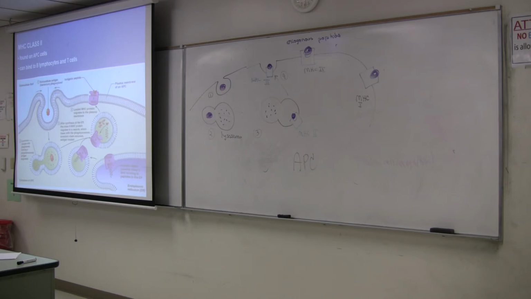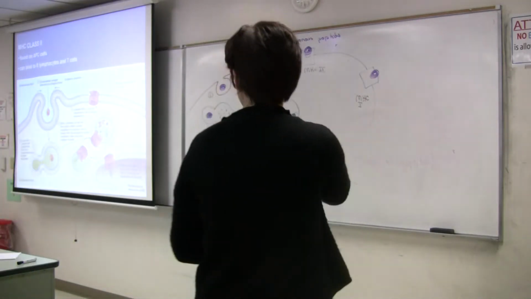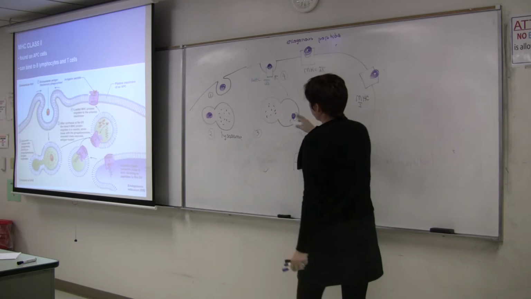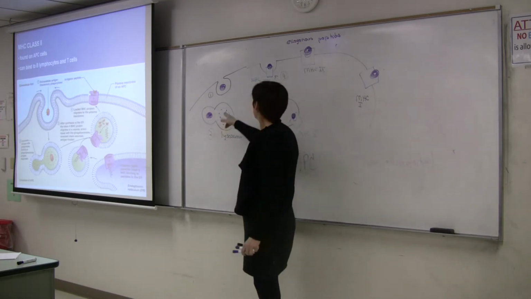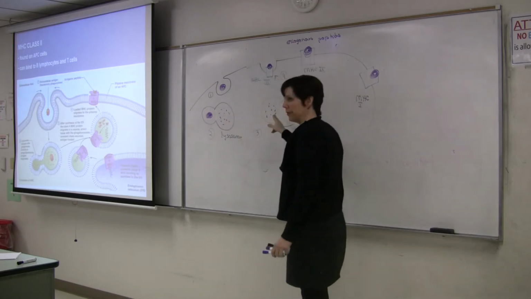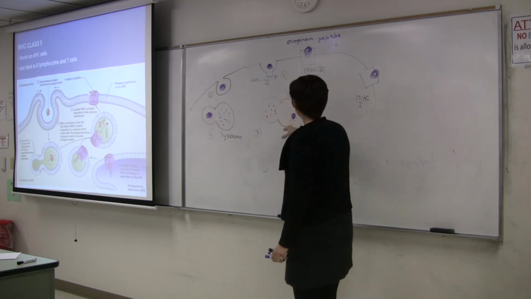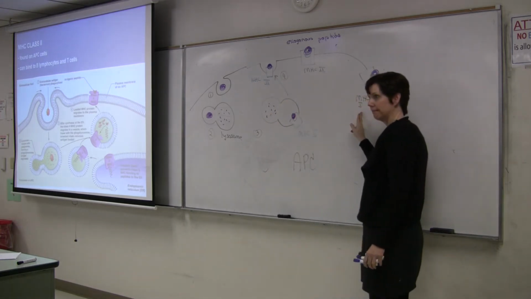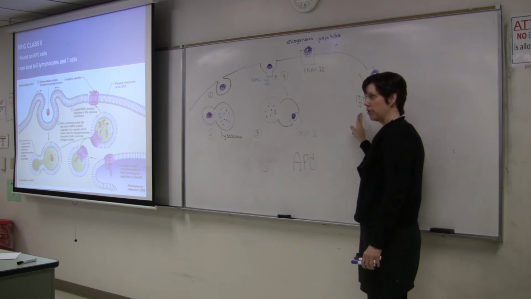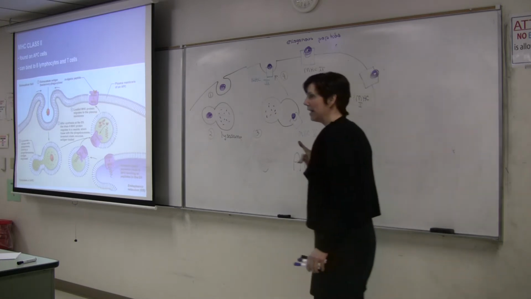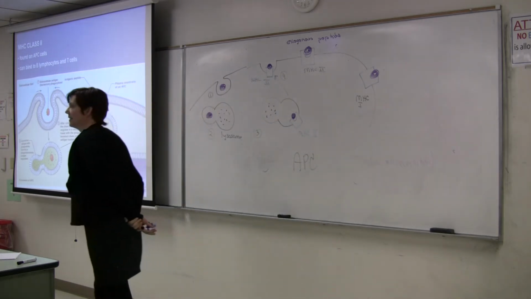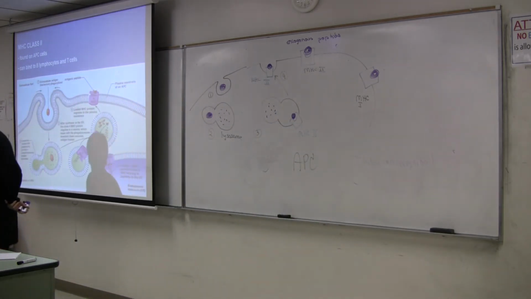Wait, can you repeat that? So an APC cell can present this exogenous peptide on an MHC2 through the method I showed you. It can also present it on an MHC1. That should be impossible. What kind of peptides does MHC1 take? Endogenous. The cell has to make it. Okay, well, it's not making this protein. It's a piece of bacteria that invaded the cell and is being broken down.